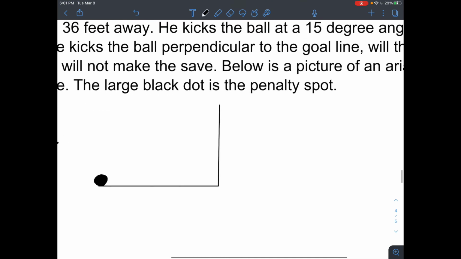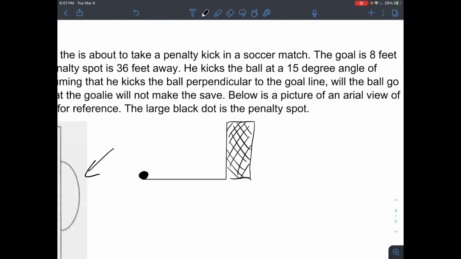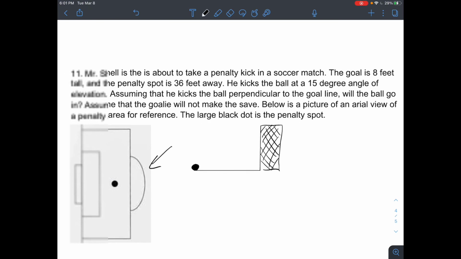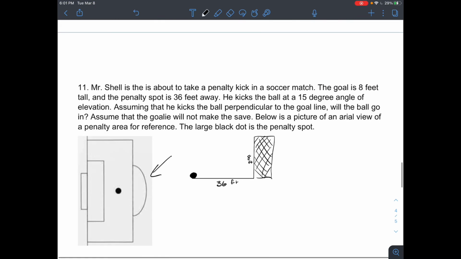So we could pretend that this is our goal. Here's our net. This is our goal. The goal is 8 feet tall and the penalty spot is 36 feet away. So this is 36 feet. This is 8 feet. So it says I kick the ball at a 15-degree angle of elevation, and I'm kicking the ball perpendicular to the goal line.